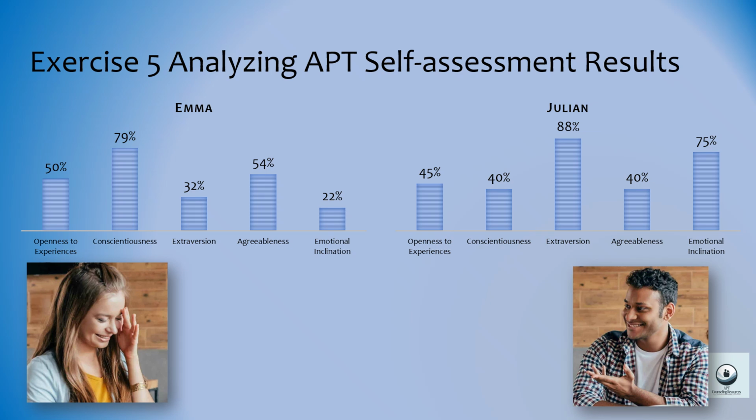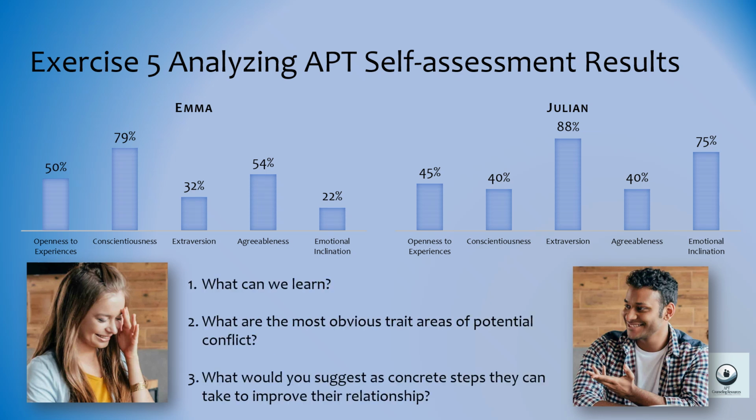For our next exercise, let's meet Emma and Julian. Take a few moments to study their personality trait profiles. We're going to address the same three questions we used in the exercise with Charlotte and Derek. Again, pause the video and think through your responses to the first of these questions. Just question 1, what can we learn about this couple from their profiles? Resume the video when you're ready to go to the next slides, where we will share our thoughts on these two young people.